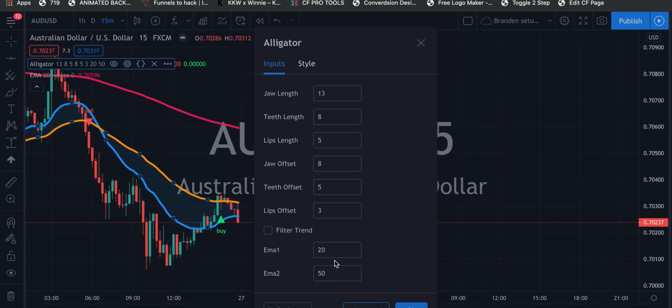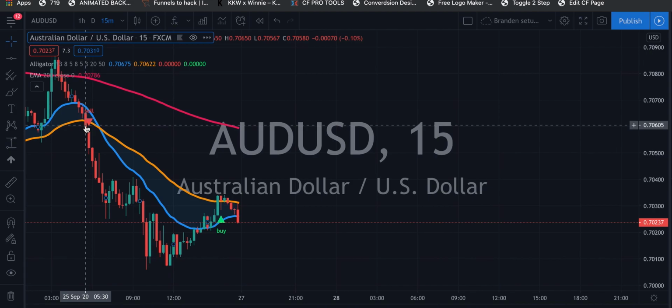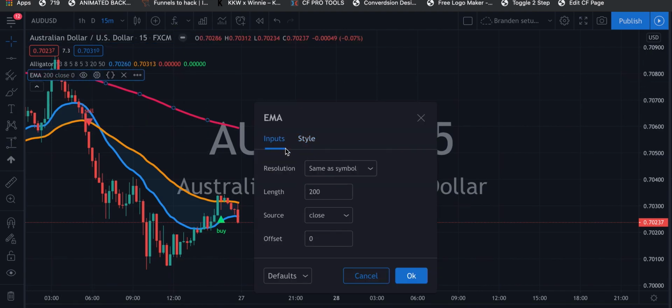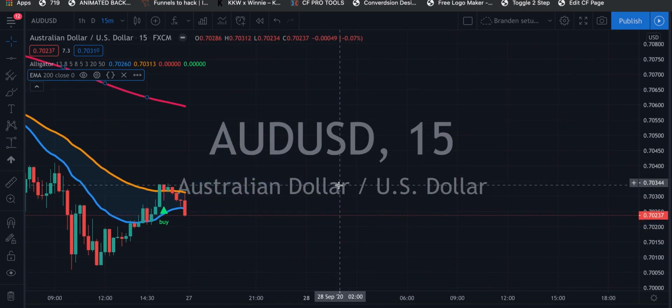Basically, you're going to just change it to 20 and 50. You're going to make it blue and orange and make it thick. You're going to do EMA. You're going to make it purple, input 200, and you'll be good to go. And it's a really simple strategy, guys. Like I said, you want to practice some demo. Make sure that you take advantage of the trade manager so it can manage your losing trades.